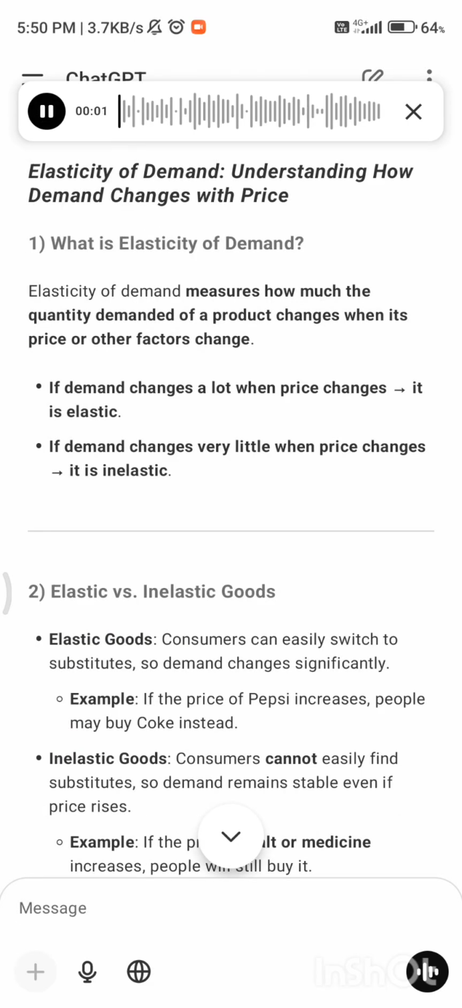Elasticity of demand, understanding how demand changes with price. 1. What is elasticity of demand? Elasticity of demand measures how much the quantity demanded of a product changes when its price or other factors change. If demand changes a lot when price changes, it is elastic. If demand changes very little when price changes, it is inelastic.